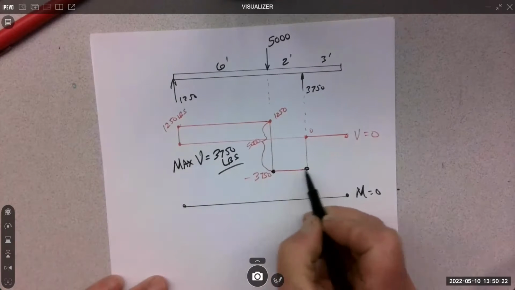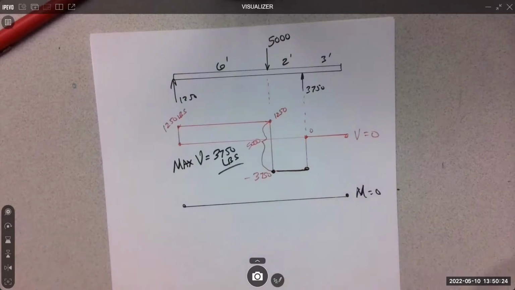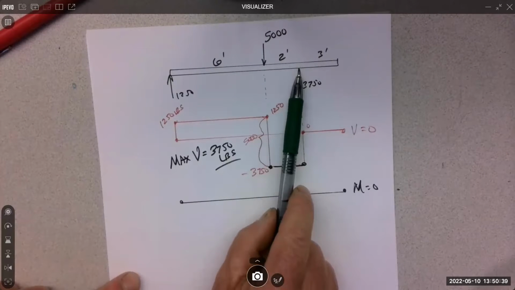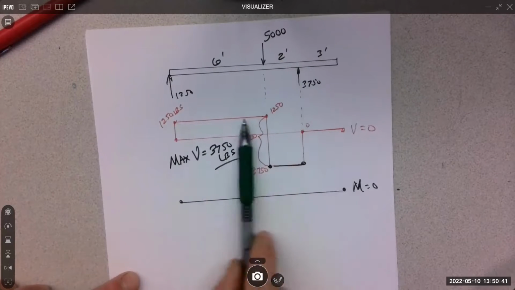And it happens between here and here. If I really want to know the spot, often the shear happens over a range of the beam, but it happens between here and here. So if I'm worried about it just shearing off, that's going to happen in this region, in this 2 feet, right next to this support. Out here, it's much less.